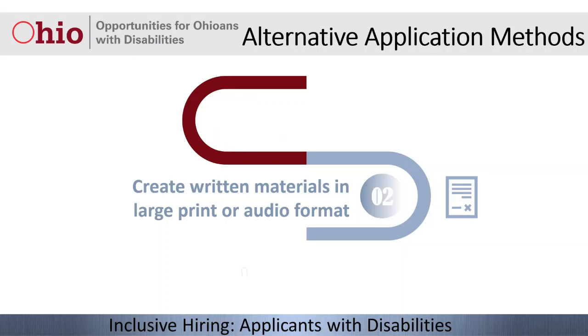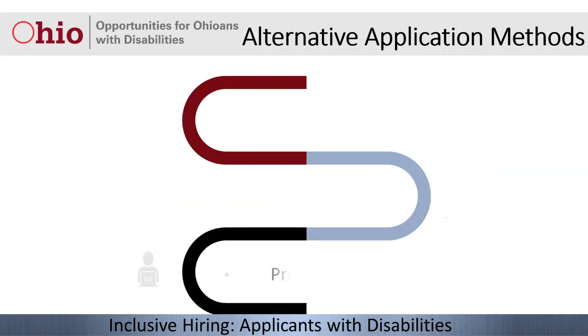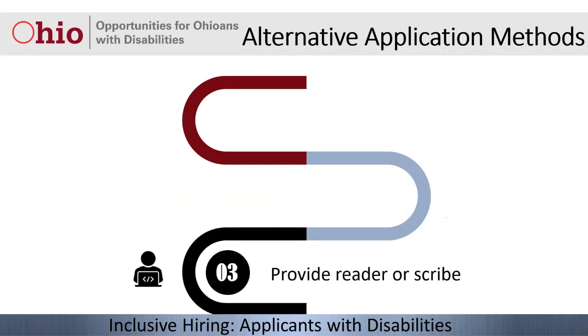You may be asked to provide a reader to read information to an applicant with a visual or learning disability, and you may be asked to provide a scribe to assist with completing forms for an applicant with a visual or cognitive disability. Those are helpful ideas for making both the online and in-person application process accessible.